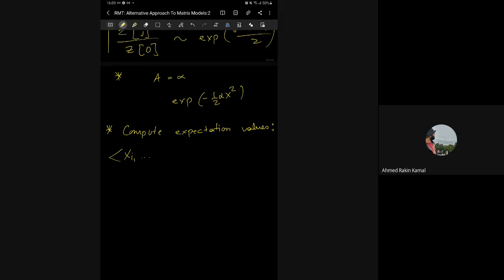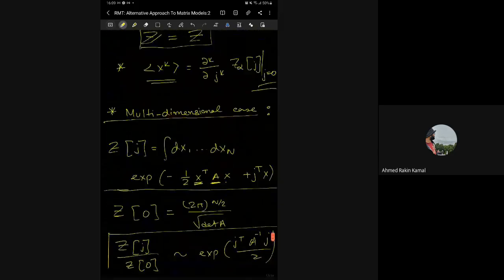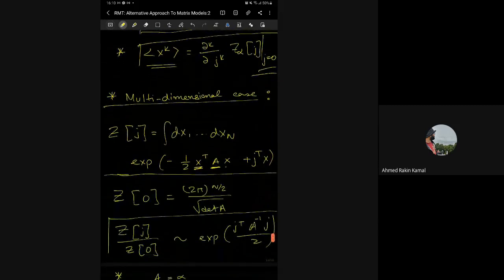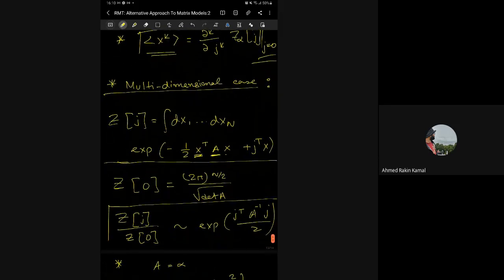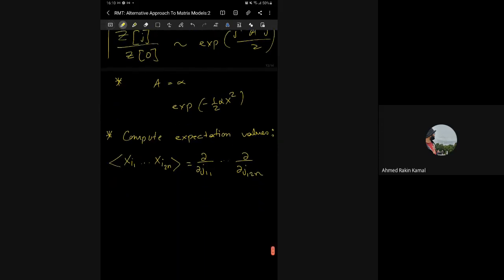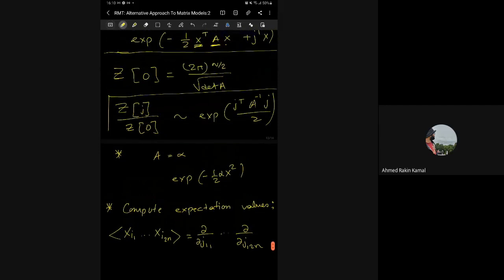Again, I'm not repeating the case for odd ones because you know odd ones will give us 0. Let's try to generalize this from here. So since we're dealing with matrices and everything are matrices here, only the even ones survive, and we have to take a derivative of these things.